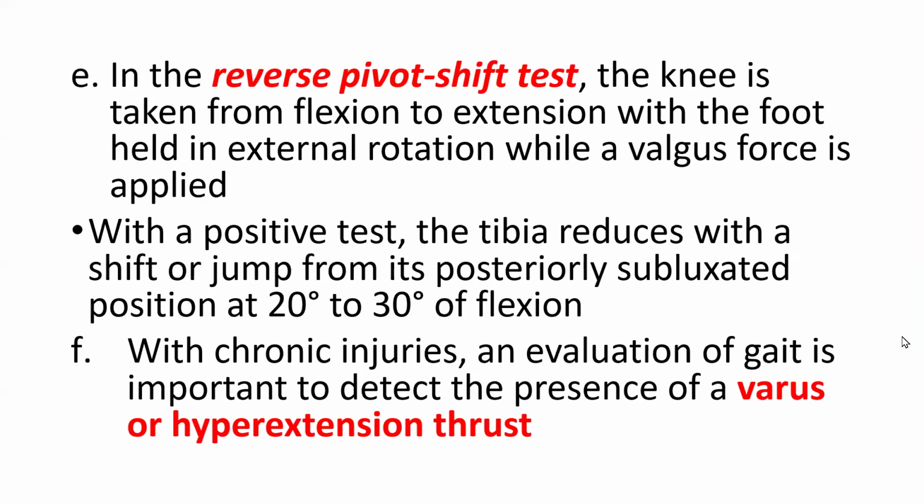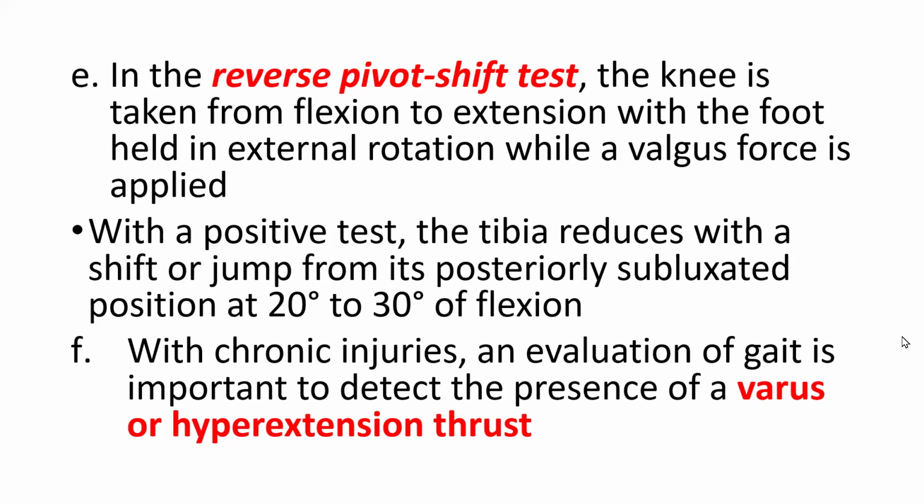In the reverse pivot shift test, the knee is taken from flexion to extension, the reverse of the regular pivot shift test, from extension to flexion. So the knee is taken from flexion to extension with the foot held in external rotation while a valgus force is applied. With a positive test, the tibia reduces with a shift or jump from its posterior subluxated position at 20 to 30 degrees of flexion.